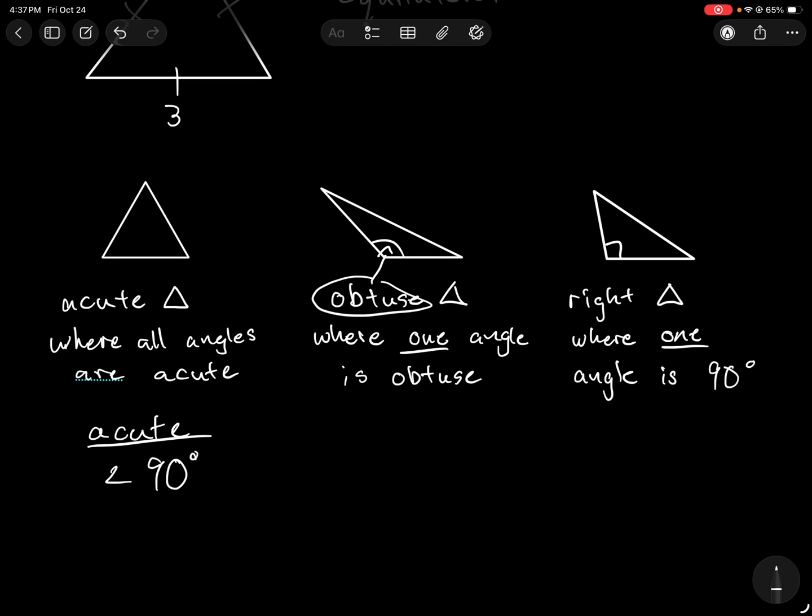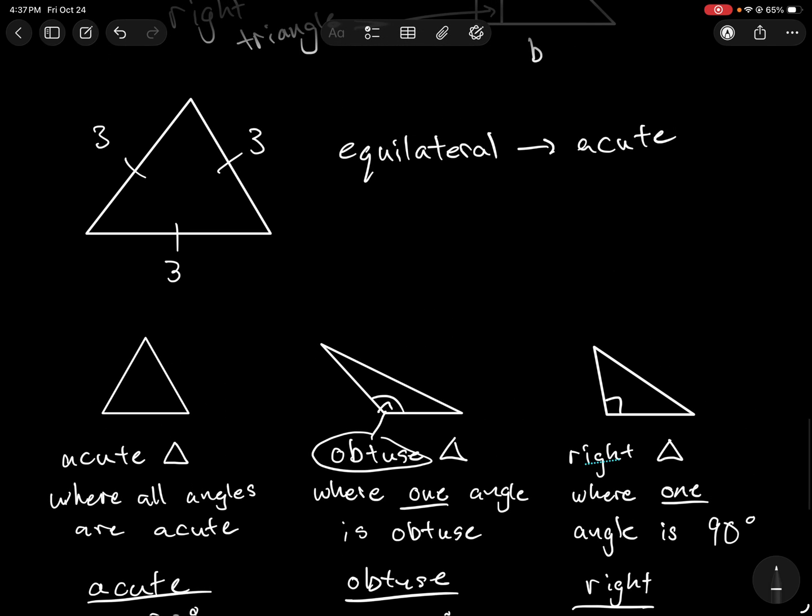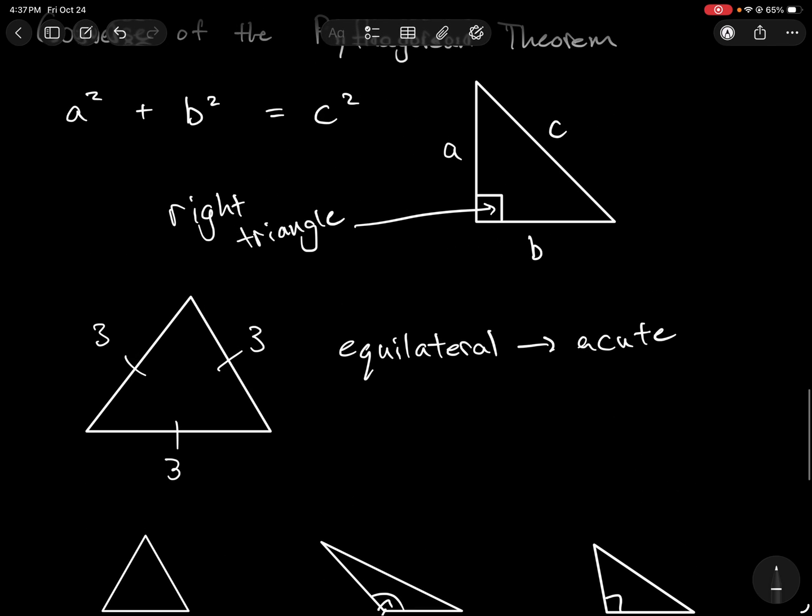And in case you forgot what acute, obtuse, and right are, acute is when you have an angle that is less than 90 degrees. Obtuse is when you have an angle that is greater than 90 degrees. And a right triangle is when you have an angle that is exactly equal to 90 degrees. Okay, so earlier we said if we have an equilateral triangle, we have an acute triangle.